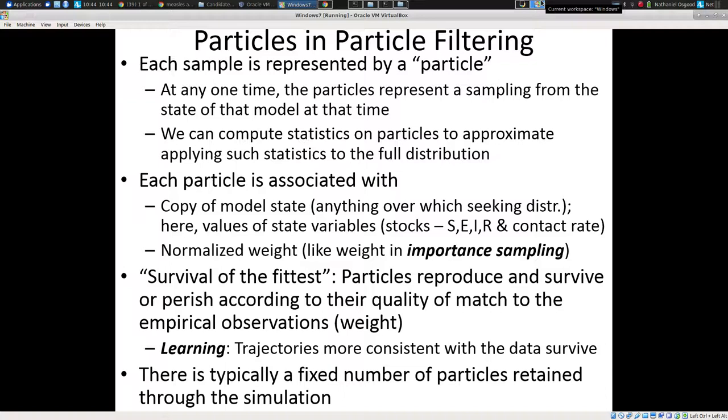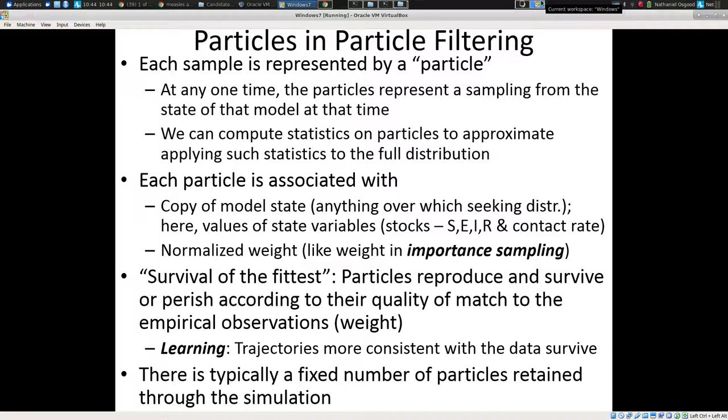Each particle represents some hypothesis for the current situation. It's associated with an assumption about each successive element of model state. It assumes a particular specific value right now for this stock or that stock. In other words, that element of state. And hence it's associated, you could say, with a copy of model state.